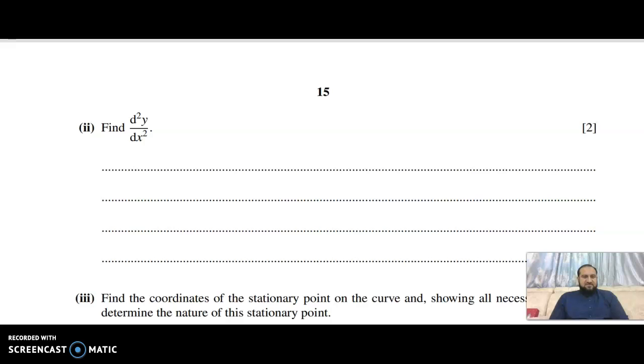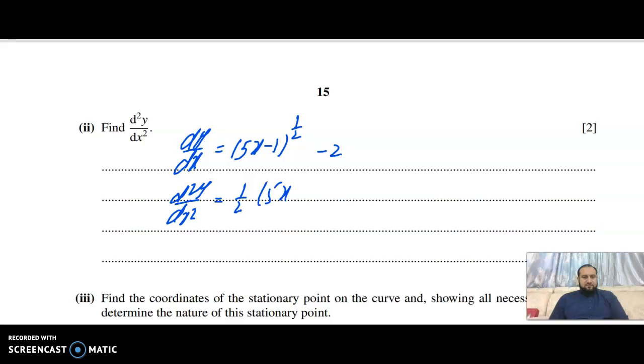Then in the second part it says find d square y over dx squared. Since we know dy by dx is given, which is (5x minus 1) to the power 1 by 2 minus 2, to find the second derivative we need to apply the power rule, and the derivative of negative 2 will be 0. So d square y over dx squared is equal to 5 over 2 square root of 5x minus 1.